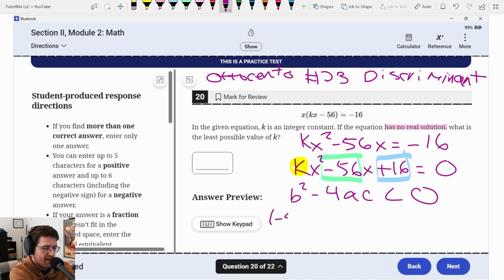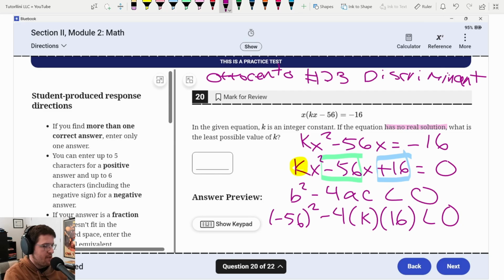So I get negative 56 squared minus 4 times k times 16 is less than 0. Negative 56 in parentheses squared is 3136. And then negative 4 times 16 is minus 64. I get negative 64k.